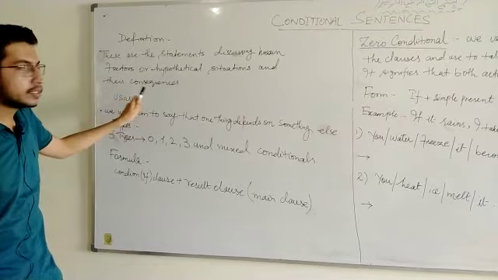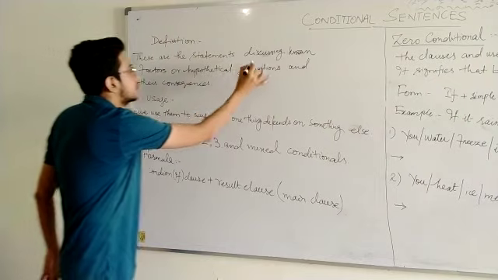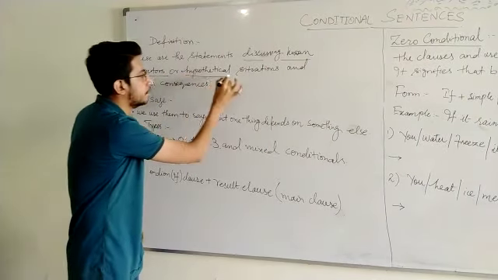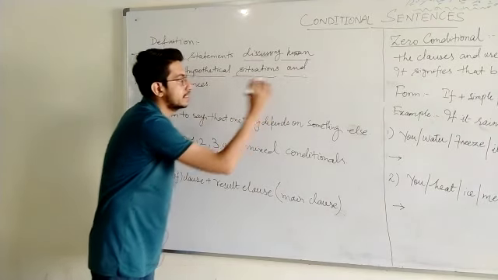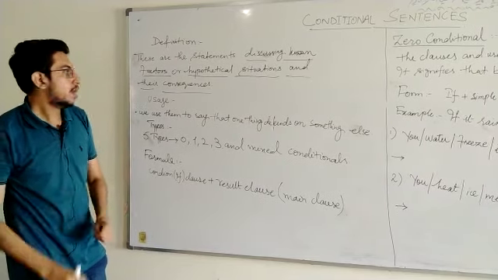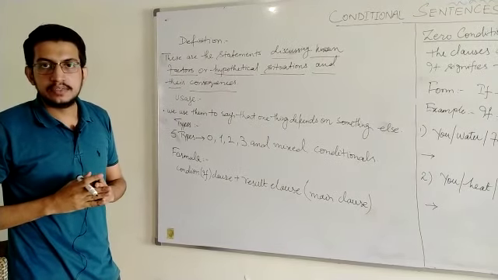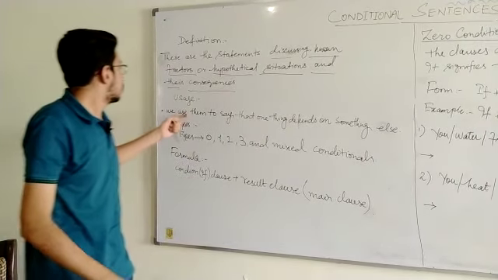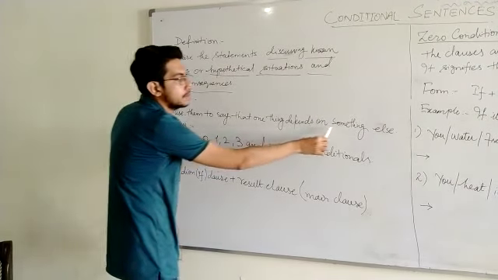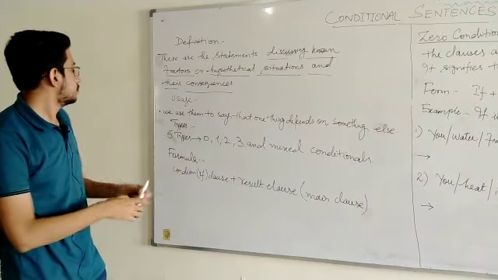So the basic definition of conditional sentences is that these are statements discussing known factors or hypothetical situations and their consequences. How many things are there? It is discussing the known factors, first, the hypothetical situations, second, and the third thing is their consequences or the results. How and why do we use the conditional sentence? What is the purpose? We use them to say that one thing depends on something else. This is the main usage of a conditional sentence.